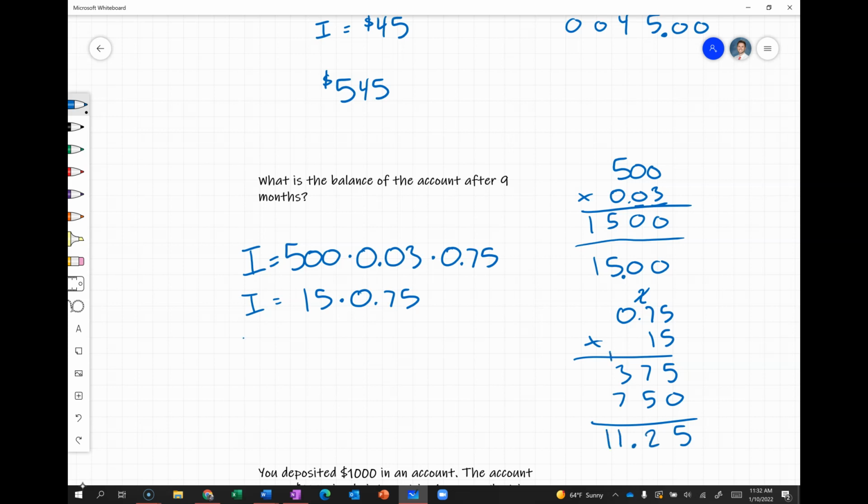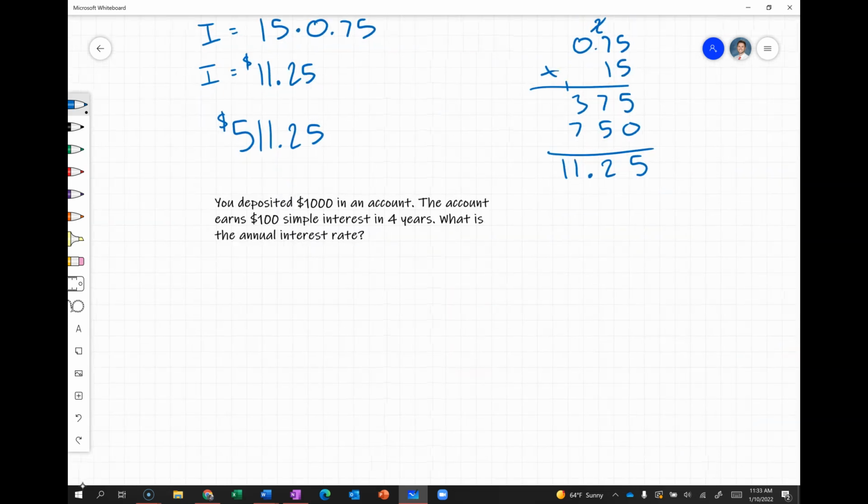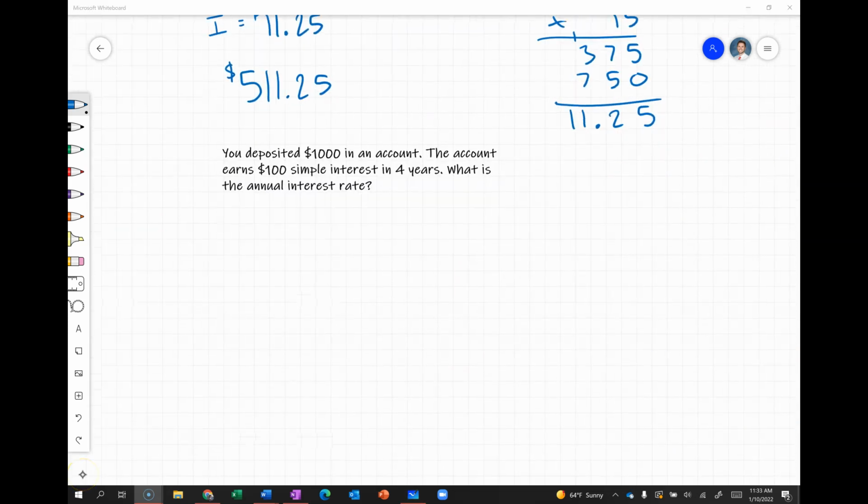We get $11.25. So it would earn $11.25 over 9 months, meaning the balance would be $511.25 after 9 months.